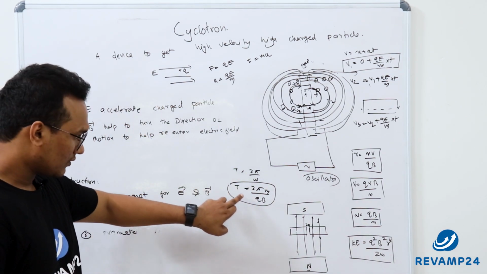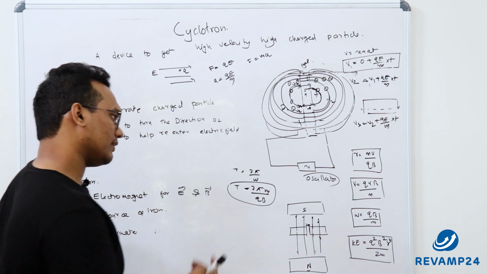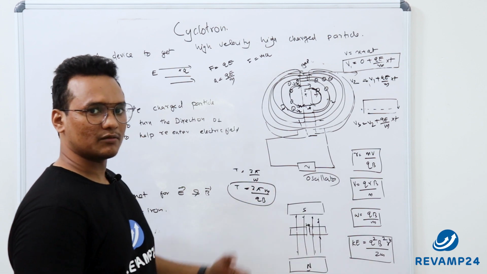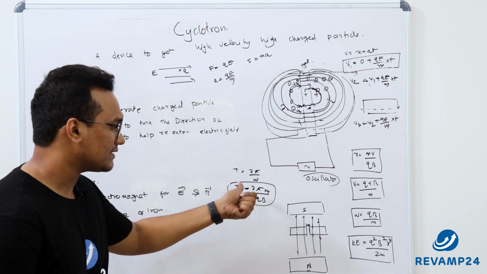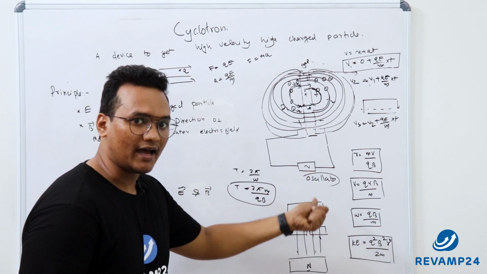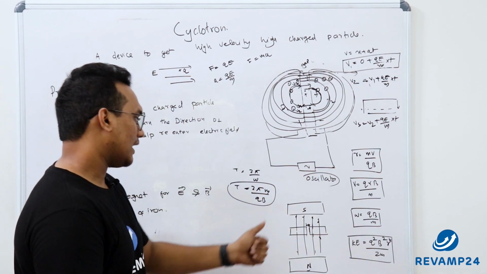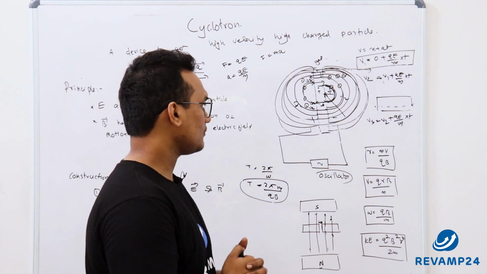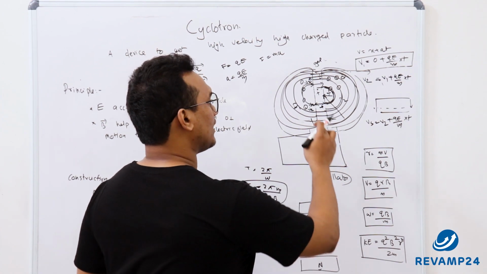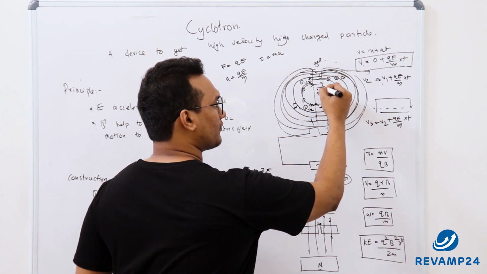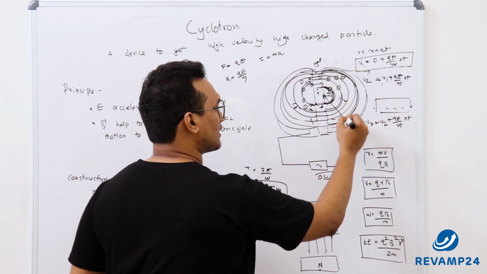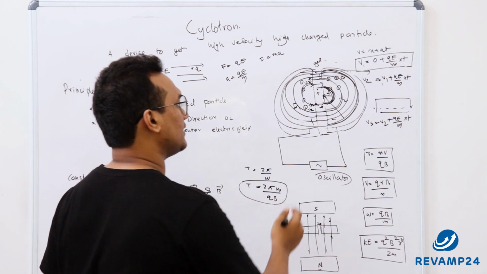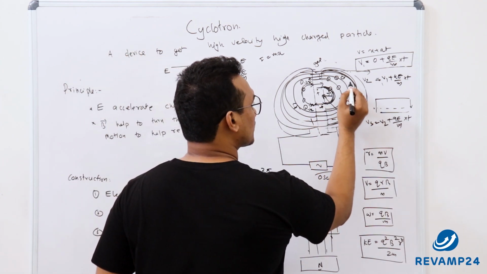But see here, with the time period, is the radius mentioned? Is velocity mentioned? Which means time period is independent of velocity and radius. It is only dependent on mass, charge and magnetic field. So here what is happening? The time taken for this circle and for this circle to complete, that is two semicircles, is the same. But the difference here is, it is of lower radius and it is of higher radius.